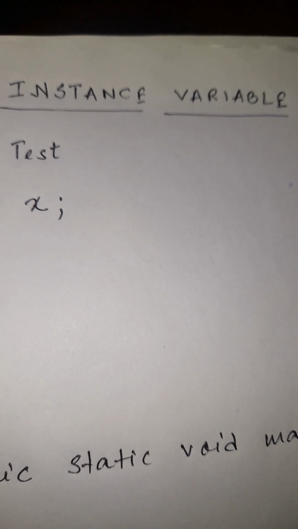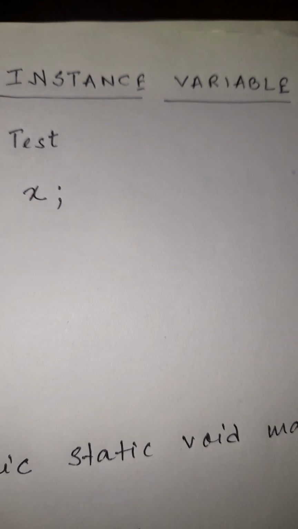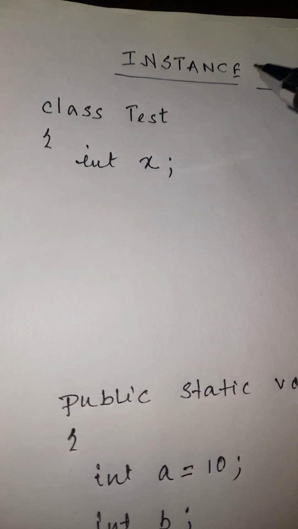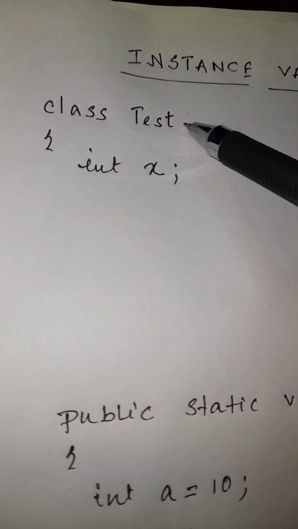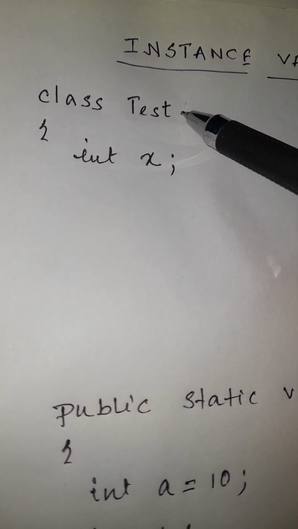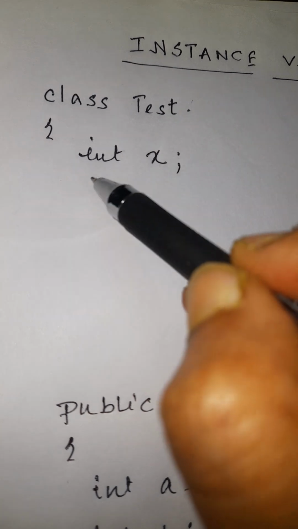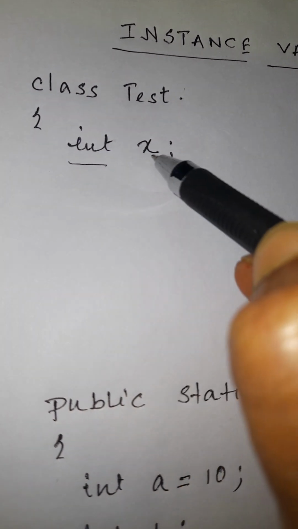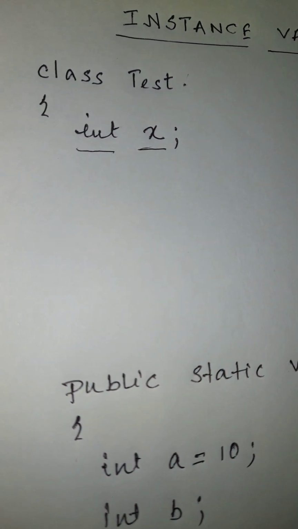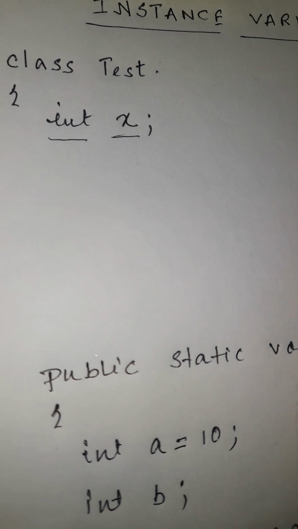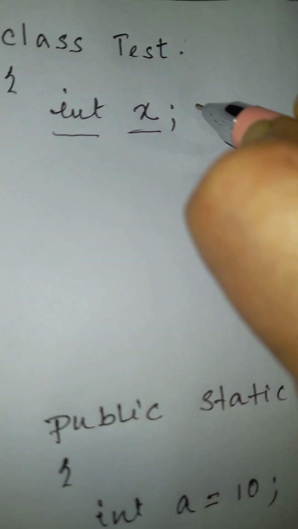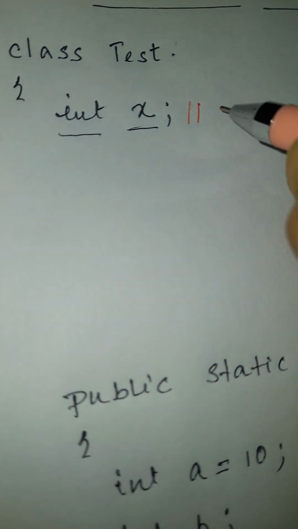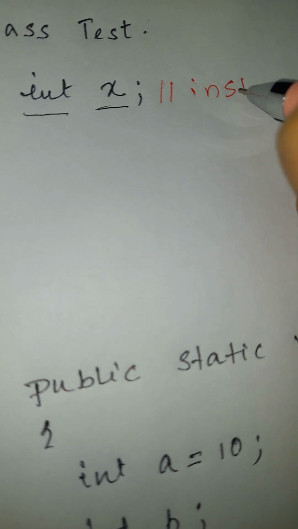Now we'll learn the instance variable. What is the instance variable? Here you see I declare one class, a class Test, and within this class Test I declare one variable, the integer x. This x is known as the instance variable.